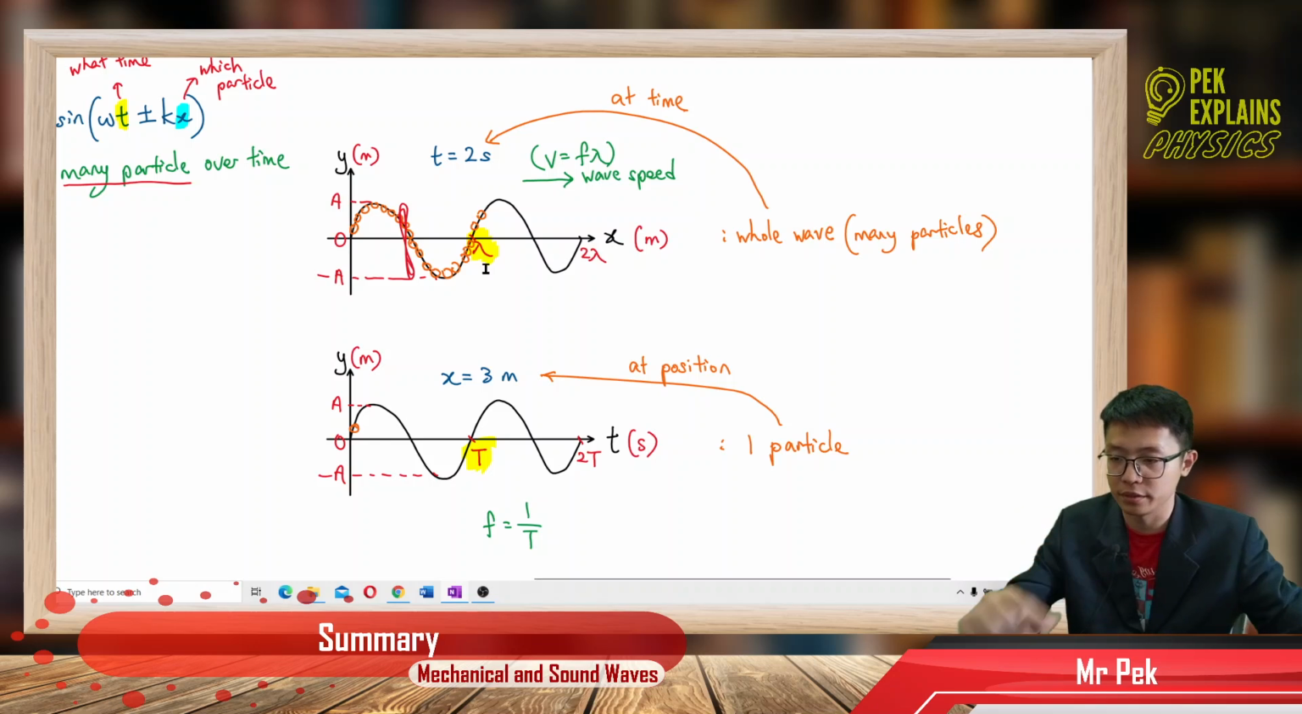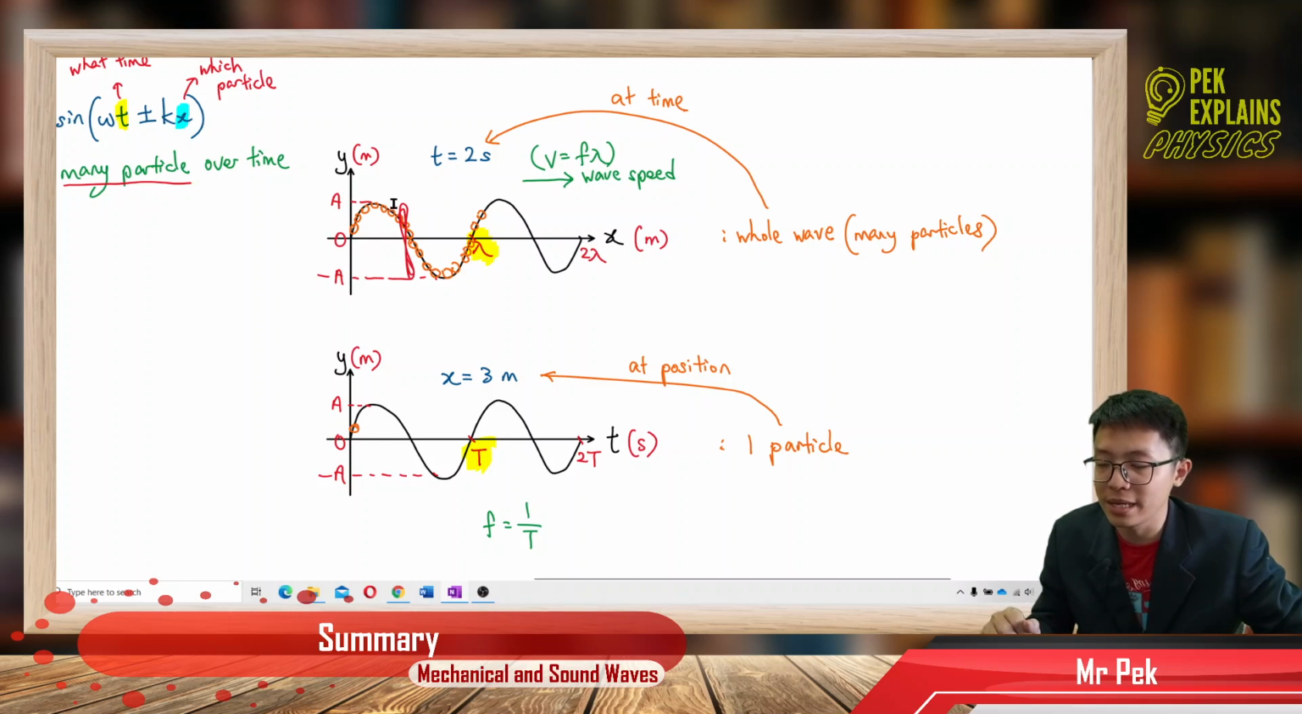What's the difference? Okay, let's hear me. The displacement-distance graph shows the whole wave of many particles. You can see the whole wave at a certain time. Since you can see the whole wave, that's why you can get the wavelength from the x-axis. You can get the wavelength lambda.